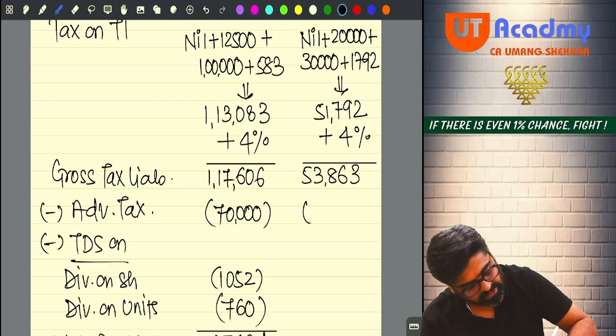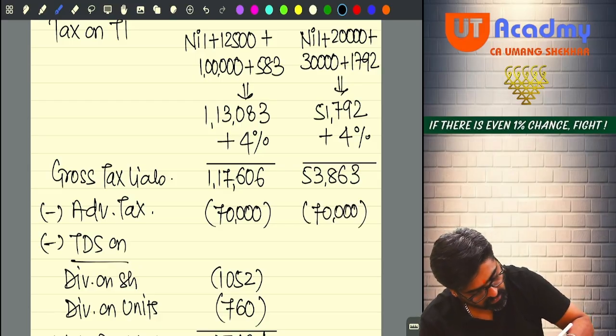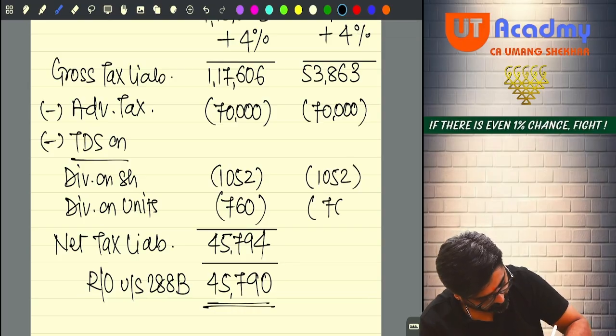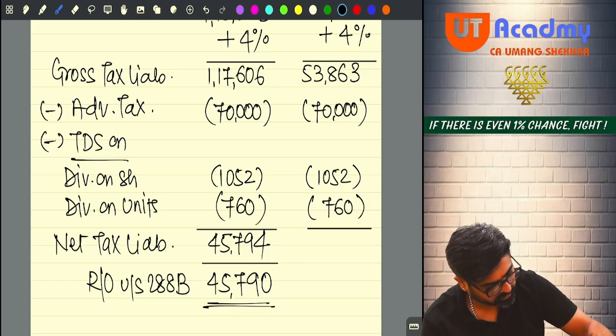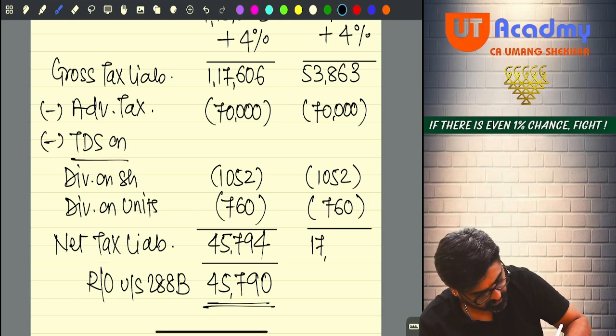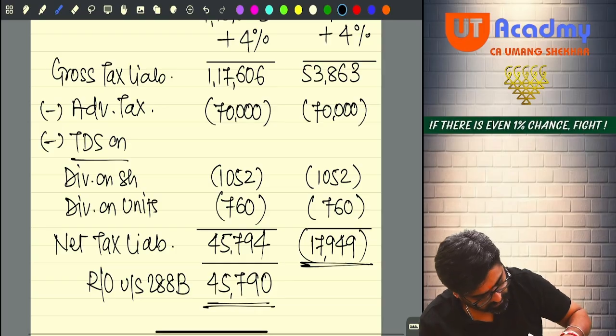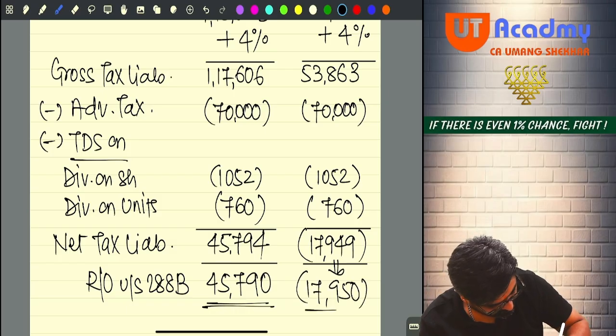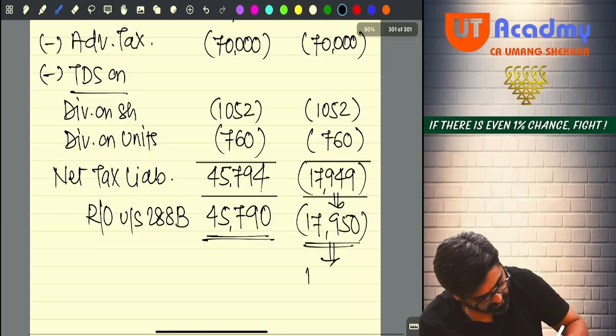Now, this 70,000 will come here also. And these TDS will also come here. Can you please reduce? Minus 70,000 minus 1052 minus 760, you are going to get 17,949 negative. Now if I round it off, this will be 17,950. And my dear friends, this is not tax payable, this is refund due.